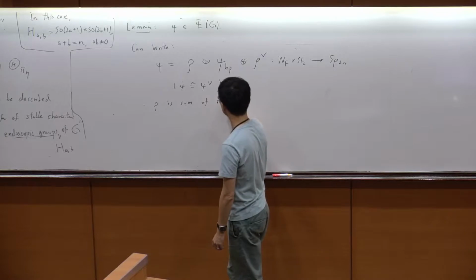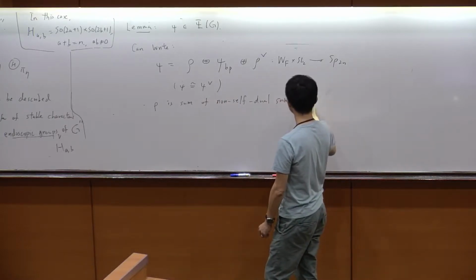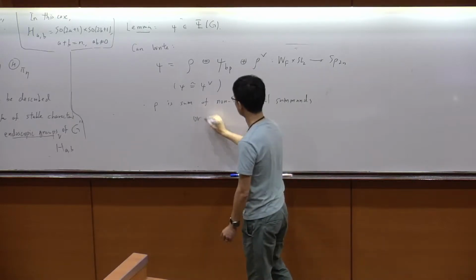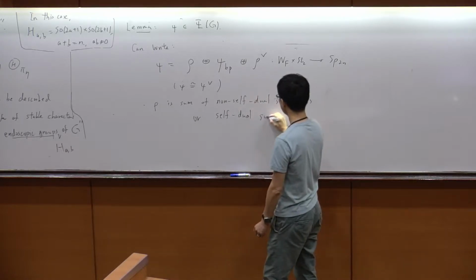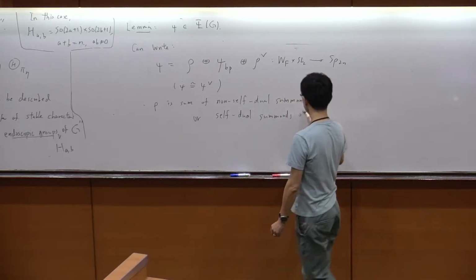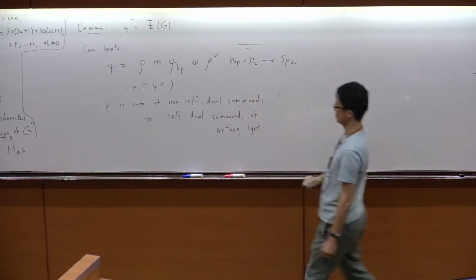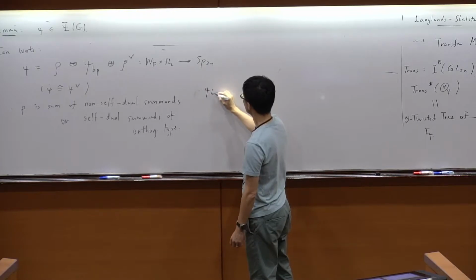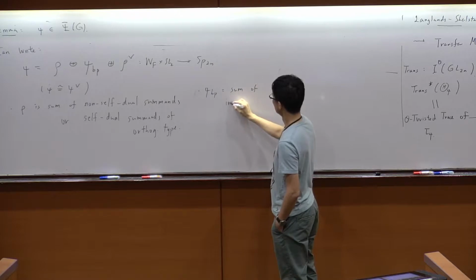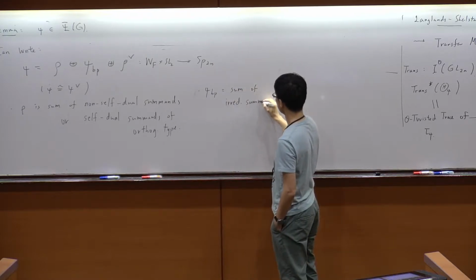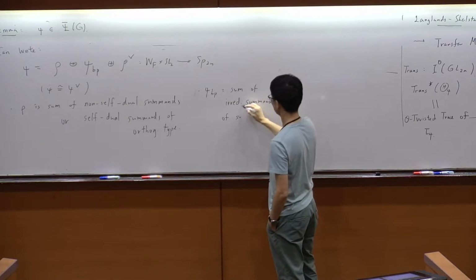rho is the sum of non-self-dual summands or self-dual summands of orthogonal type. Okay, and psi BP is the sum of irreducible summands of symplectic type, self-dual. Okay.